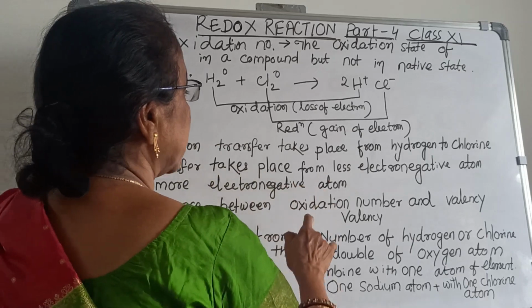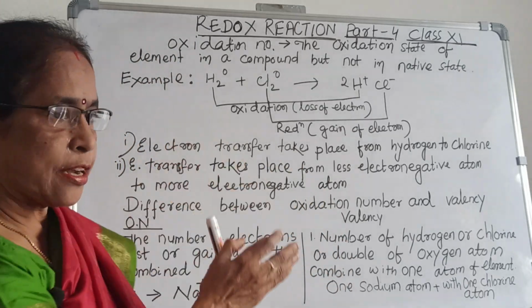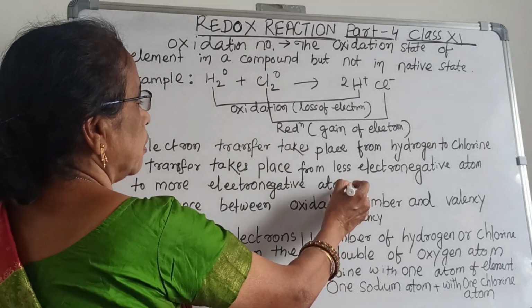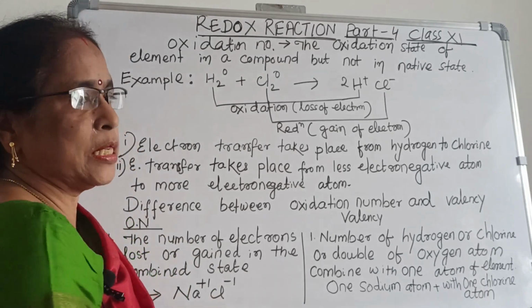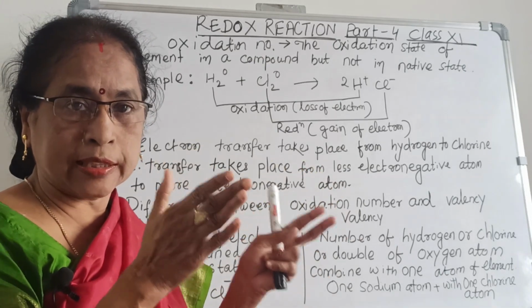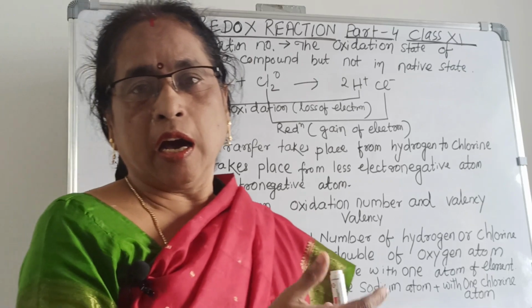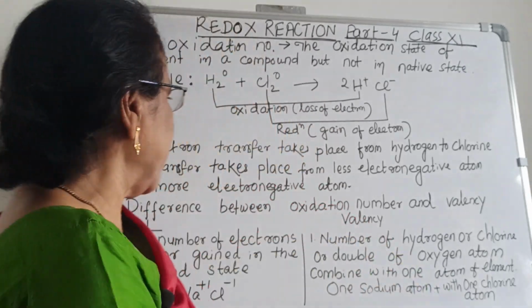Electron transfer takes place from the less electronegative atom of one element to the more electronegative atom of the other element. That means it is only possible when less electronegative and more electronegative atoms are there; electron transfer takes place easily from the lower electronegative element to the higher electronegative element.